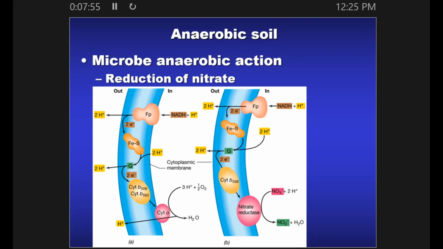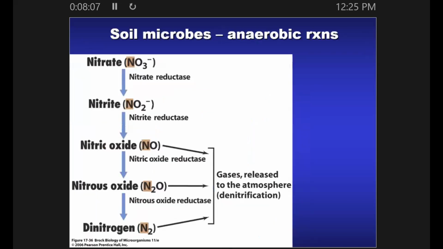If oxygen was there, they'd pick oxygen. It's better to use oxygen. But if oxygen is not available, then they'll switch to nitrate. Well, now the plant's getting starved of nitrate.